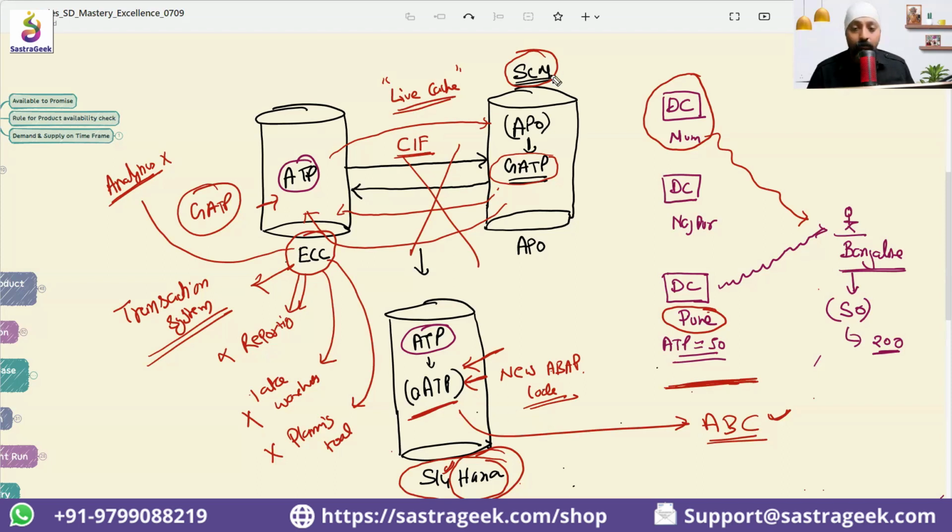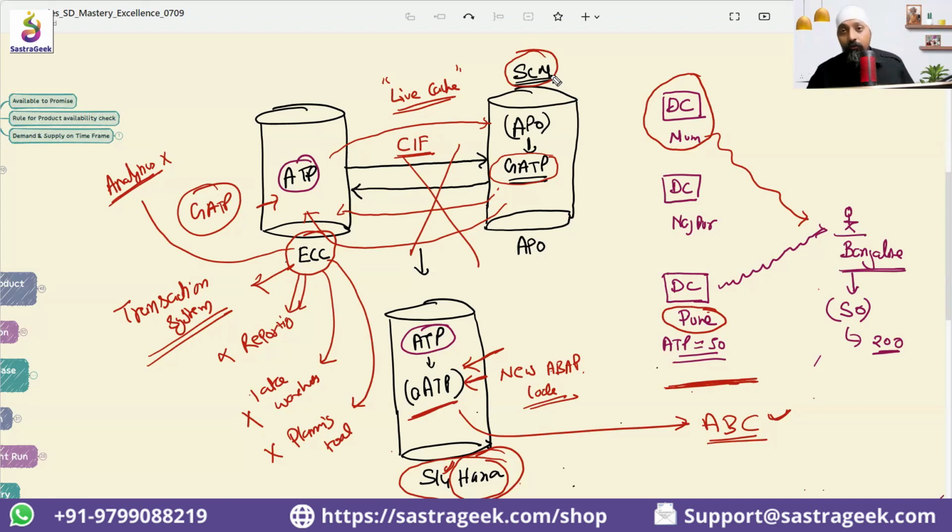Okay. Now with this explanation, if you have any question, you can ask it now before I jump ahead, and we'll have a little bit more elaboration. What is the difference between aATP and GATP? Right now, you understand what is aATP, what SAP provided in GATP, and why aATP came into the picture, why we are able to put aATP on S4HANA.